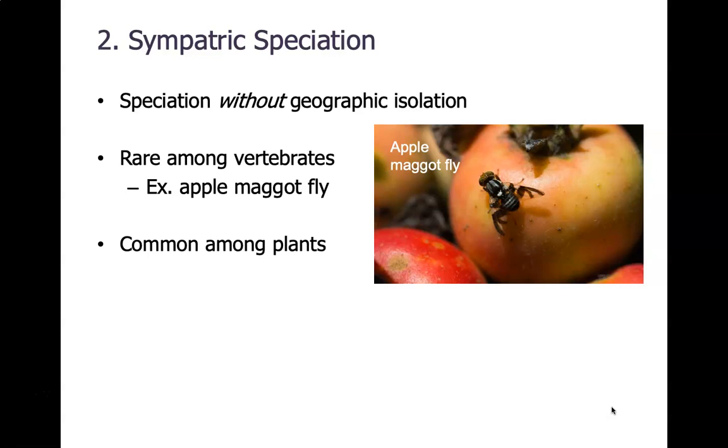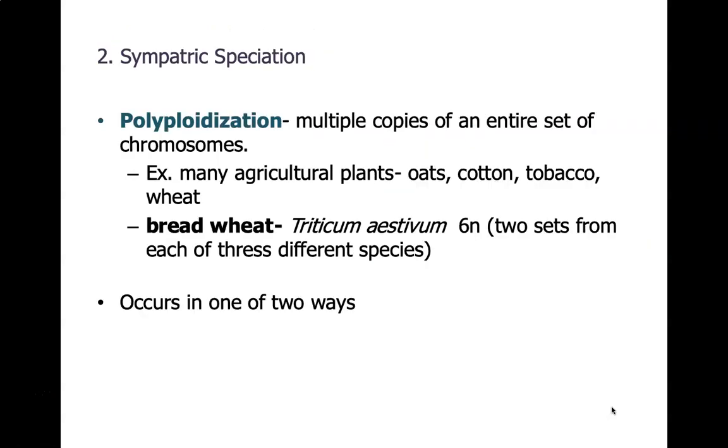But as I said, sympatric speciation is not very common among vertebrates. Sympatric speciation, though, is common among plants, and it's one of the big ways that plants become reproductively isolated from one another.